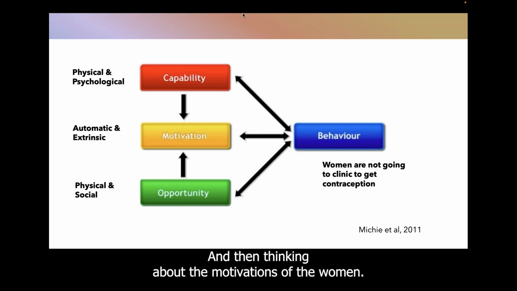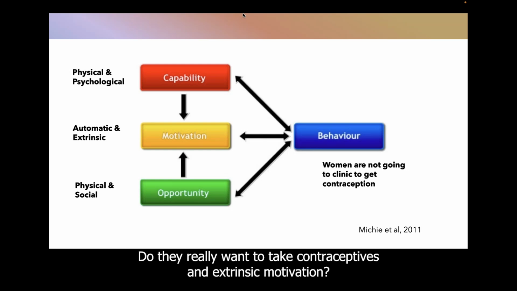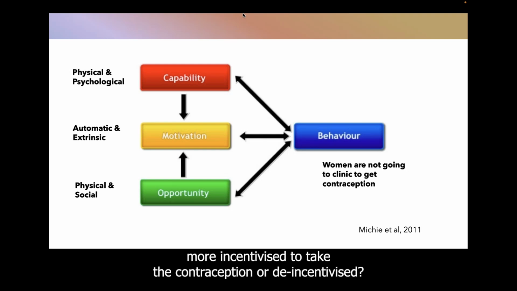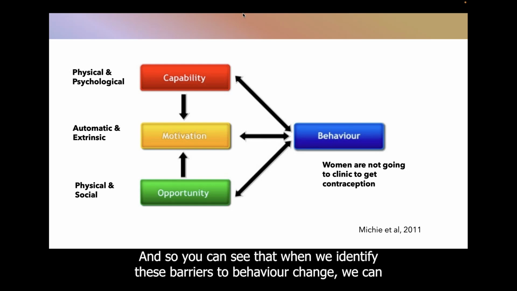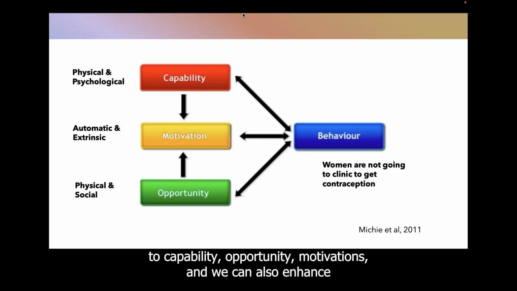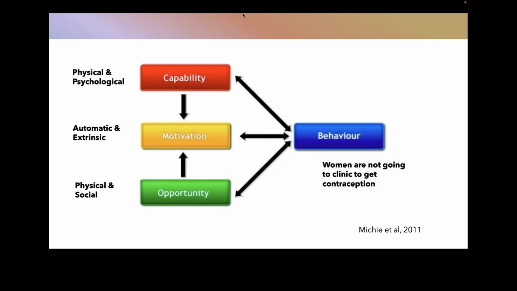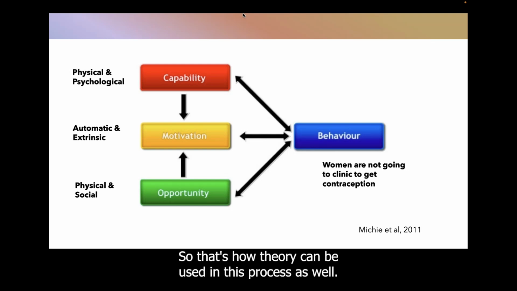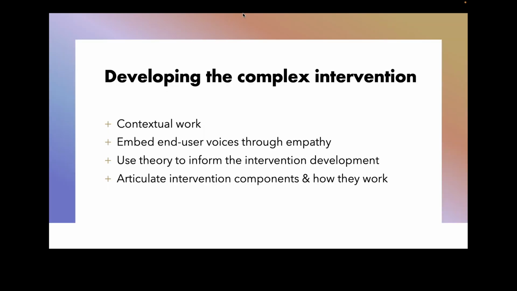And then thinking about the motivations of the women, and that might be intrinsic motivations. Do they really want to take contraceptives? And extrinsic motivations. Do they have pressures from the outside that might make them more incentivized to take the contraception, or de-incentivized? You can see that when we identify these barriers to behaviour change, we can then design our intervention to overcome some of those barriers to capability, opportunity, motivations. And we can also enhance some of those features through our intervention design as well. So that's how theory can be used in this process as well.